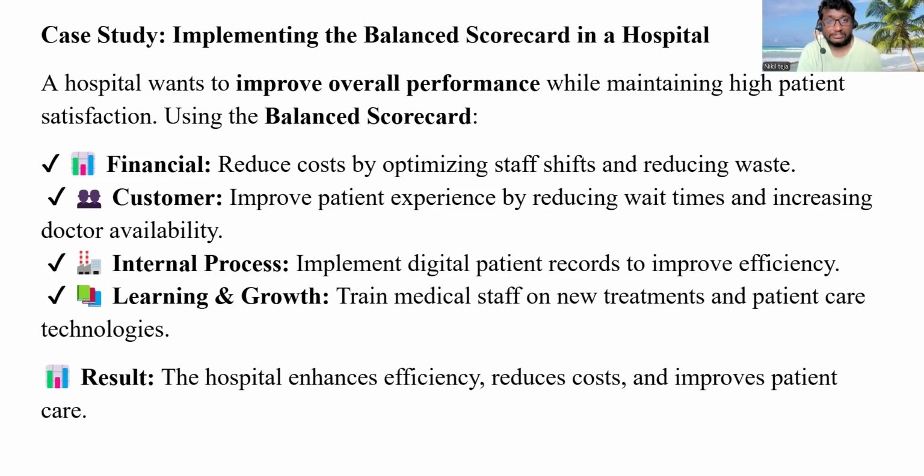Next is internal processes. Implement digital patient records to improve efficiency. We can call that one of the key performance indicators or key metrics, so that internal processes will be strong. Next is learning and growth. Train medical staff on new treatments and patient care technologies. We will be training new doctors and medical staff, and that is one of the metrics. Training hours are also one of the metrics.